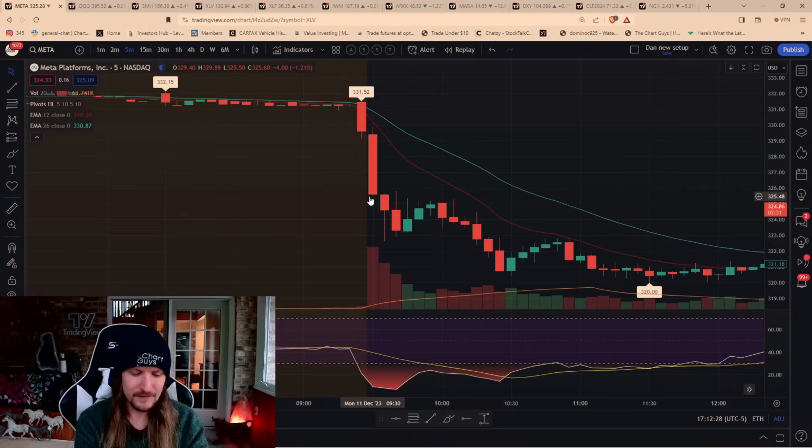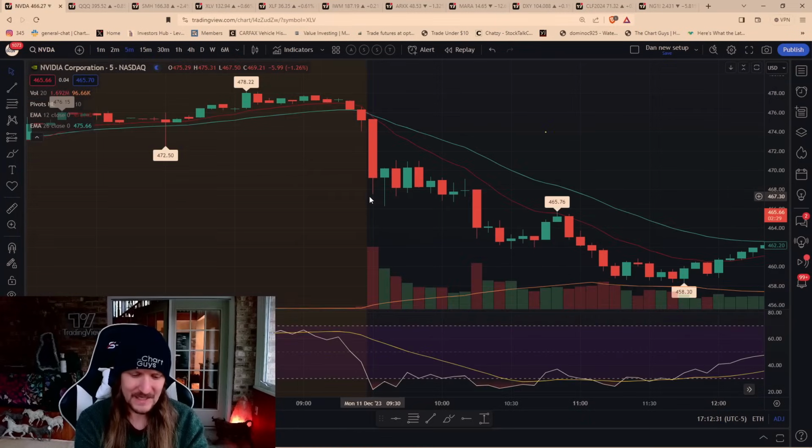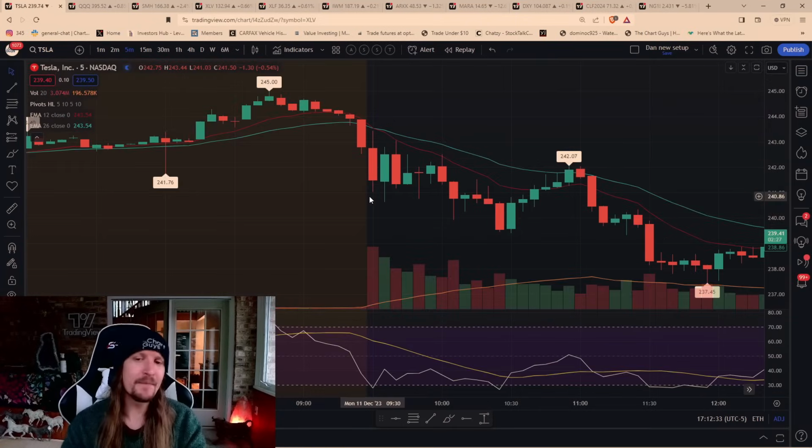Look at that Meta drop. NVDA, Tesla. All dumping all morning.